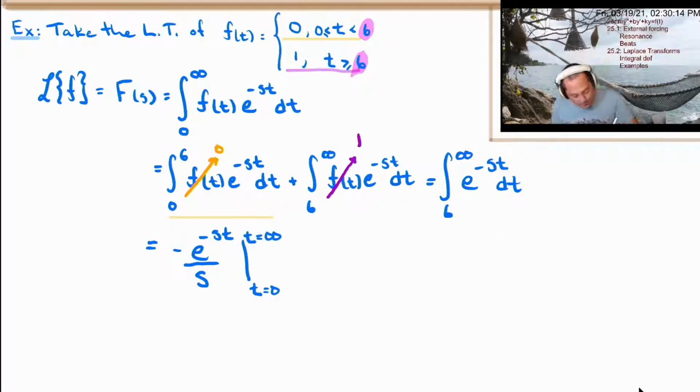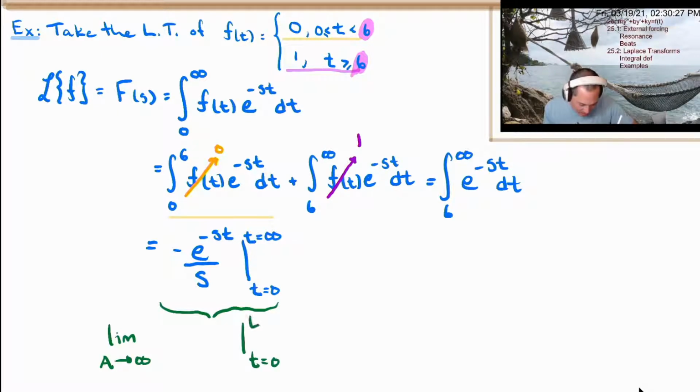Okay, quite formally, I'll interject for a second, quite formally, this would actually be the limit as capital A goes to infinity of some stuff written above from t equals 0 to t equal capital A. Oh, t equals 6 to infinity. Thank you.